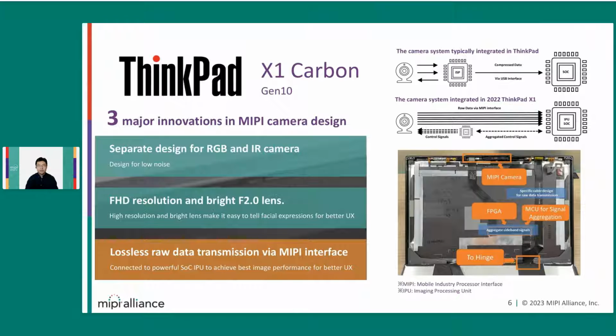For MIPI, we transfer the raw data, and here are some difficulties: a lot of cables, a lot of signals, and the traces are very long. It's because the laptop has a different form factor from the mobile phone. The camera is usually put on the top bezel of the laptop, so from the top bezel to the SoC is a long journey, also with a lot of signals. From a system design view, it's not easy. That's the reason why laptops haven't adopted the MIPI interface so far.